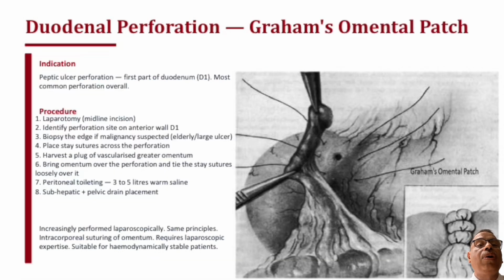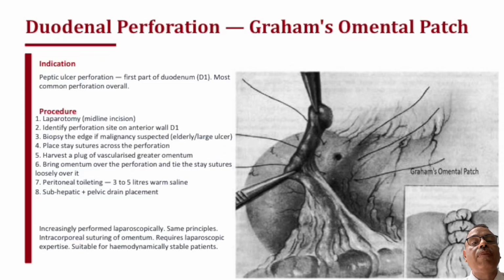Now, this is a duodenal perforation, which we have seen is already one of the commonest causes of hollow viscus perforation leading to peritonitis. The classical surgery performed in duodenal ulcer perforation is a Graham's patch, or Graham's omental patch, or a modified Graham's operation. Indication is peptic ulcer perforation, first part of duodenum, the most common perforation overall.